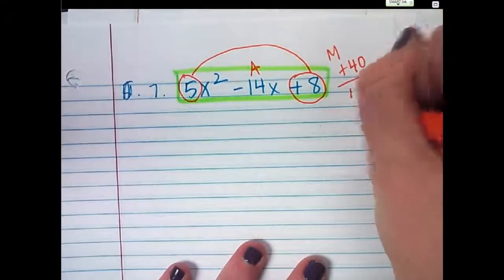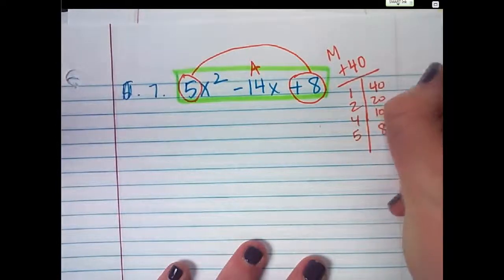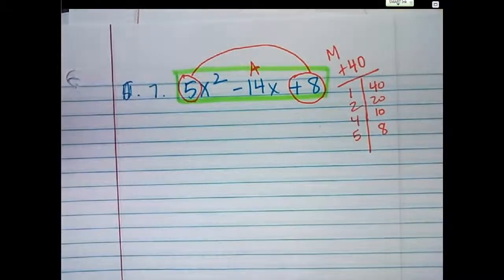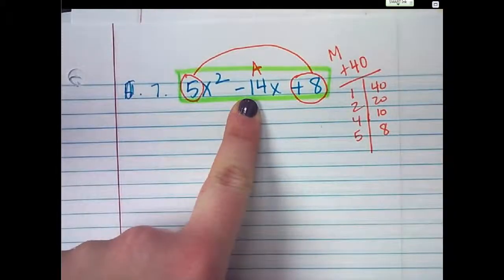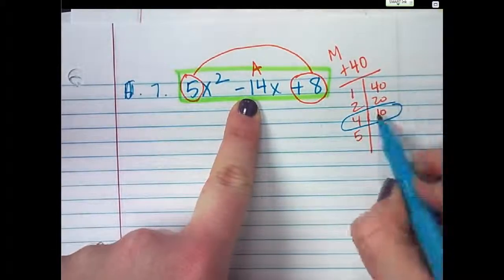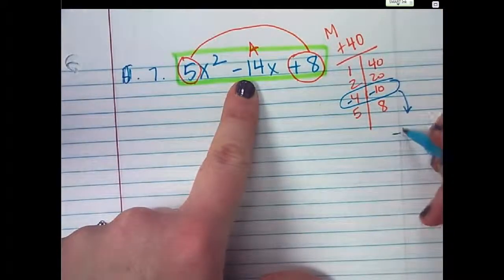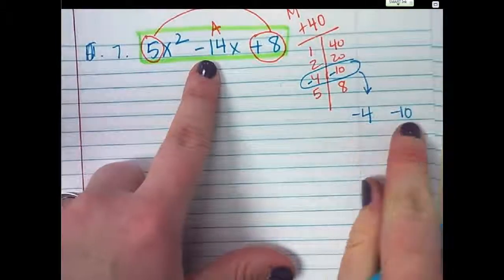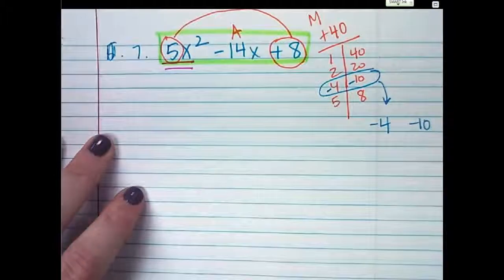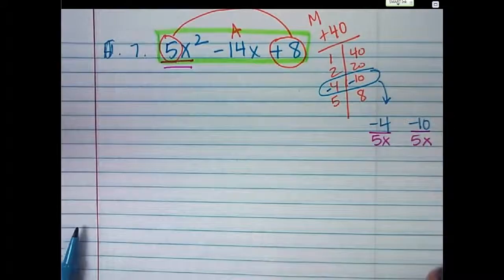So 1 and 40, 2 and 20, 4 and 10, 5 and 8. Is that it? Yeah. So which pair gives me negative 14? 4 and 10. What do I do with those? Or what signs? Both negative. Now here's the extra part. Okay, there's different ways to do this part. This is the way I think is the easiest to get your correct answer. I'm going to take negative 4 and negative 10 and divide by this 5x. Not the x squared. I'm going to put 5x under here and 5x under here.